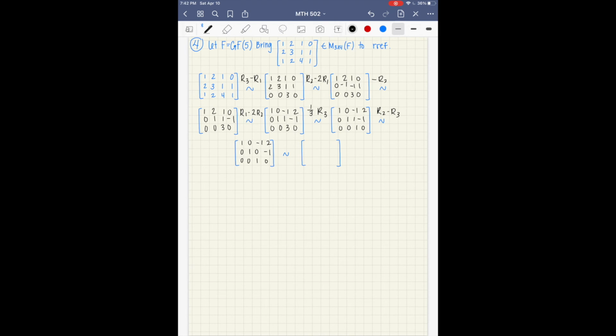And then the last thing that we need to do is eliminate that negative 1 in row 1. So we're going to add together R1 and R3. So we get 1, 0, 0, 2, 0, 1, 0, negative 1, 0, 0, 1, 0. Now we have a pivot point in the first 3 columns. So we are finished with row reduced echelon form.